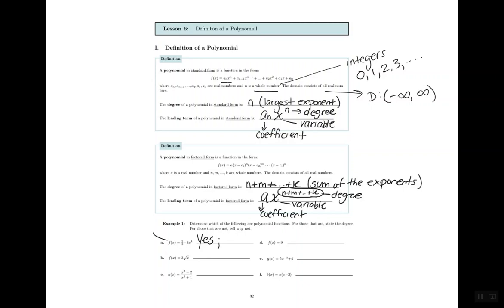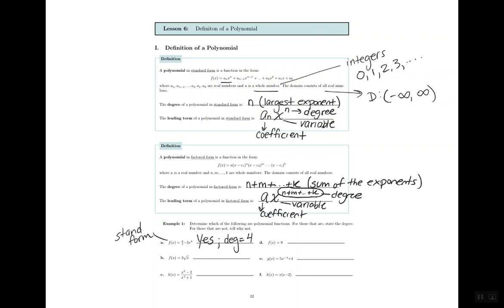I am going to state off to the side that this is in standard form, just to remind us that we do have to think about which form it was written in. And since we know it's a polynomial in standard form, we know that when we find the degree, we're looking for the largest exponent, and the exponent that we're given here is 4.